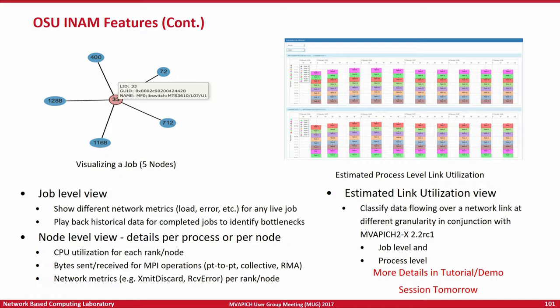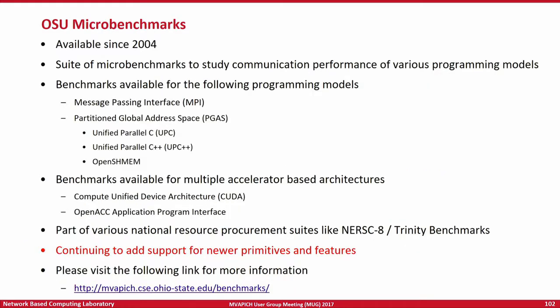And we also have support for OSU microbenchmarks. Whenever we make a new feature available in the MPI library, we make sure that we release a corresponding benchmark for users to perform apples to apples comparison between different MPI libraries of that particular feature. So OMB has support for MPI and various PGAS models like UPC, UPC++, and OpenSHMEM. We continue to add new features and primitives as we add support for them in the MPI library, and it's also part of various procurement suites like NERSC-8, which are used by DOE and various supercomputing centers to actually buy different HPC systems.